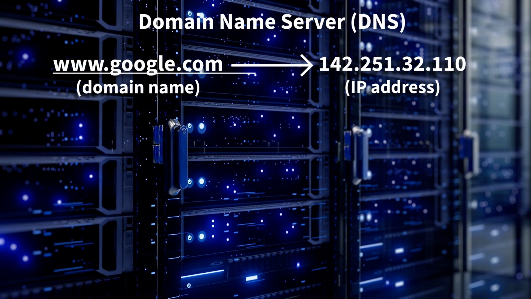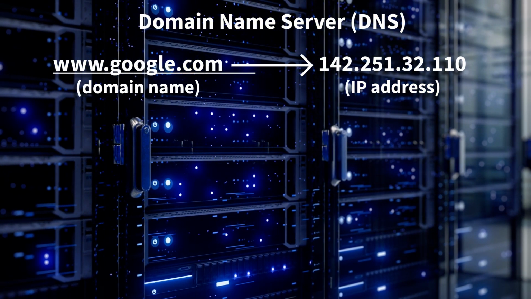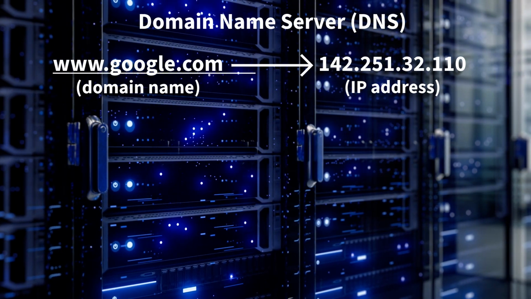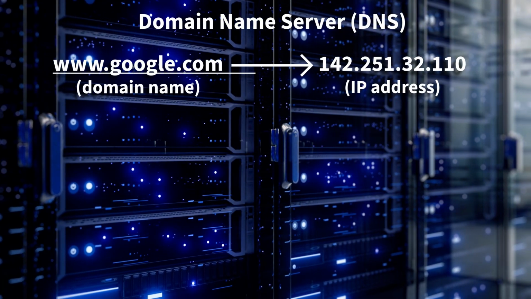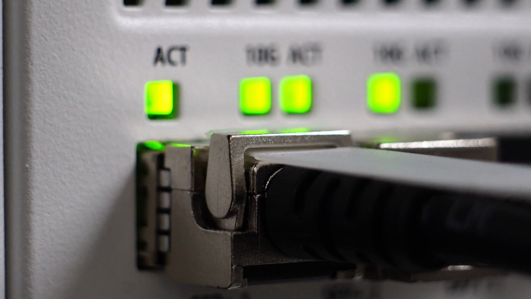The IP address, 142.251.32.110, tells the network exactly where the website is stored, so your device can connect to the correct server. This is an important part of how the internet works because computers communicate using numbers, not words. Without DNS, users would need to remember long IP numbers instead of easy website names.